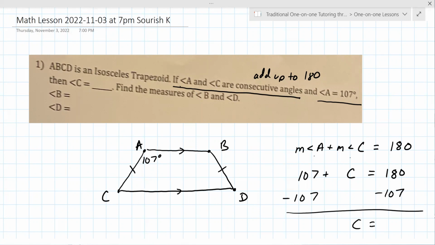C equals 73. C is 73 degrees. Perfect. So that goes in that first box there.